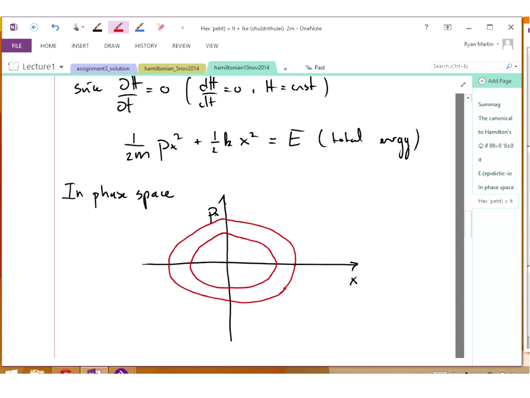So the maximum value that x can take is the square root of 2E over k. That's when p equals 0. And the maximum value that p can take is the square root of 2mE. So different energies of the system represent different ellipses in phase space.